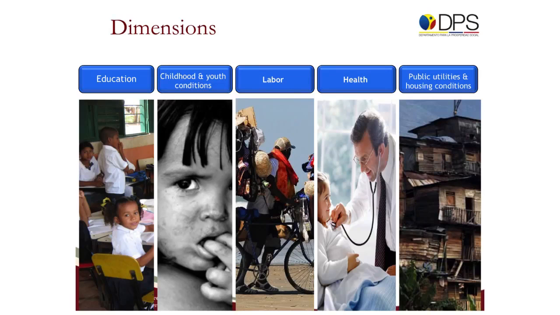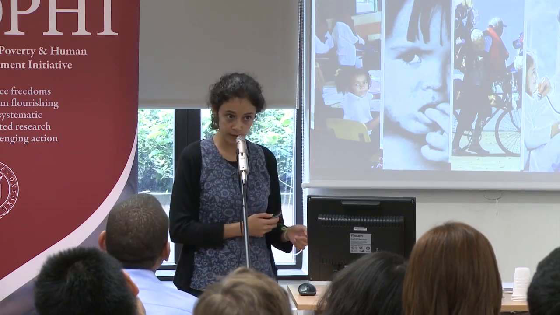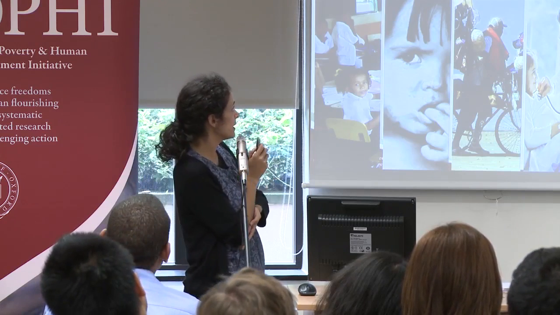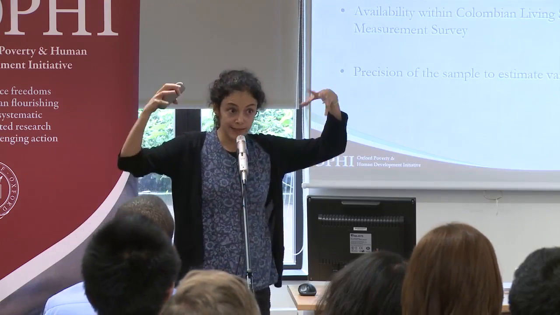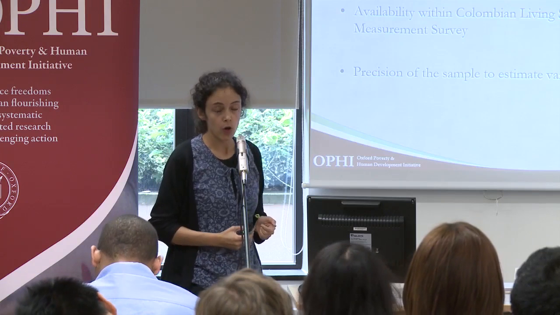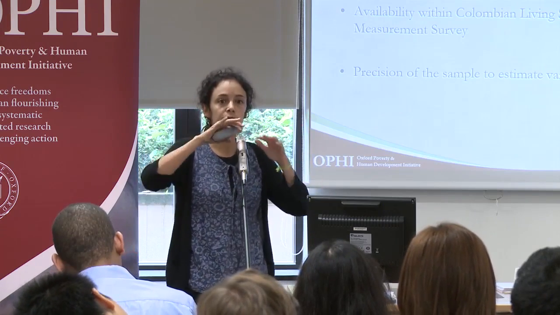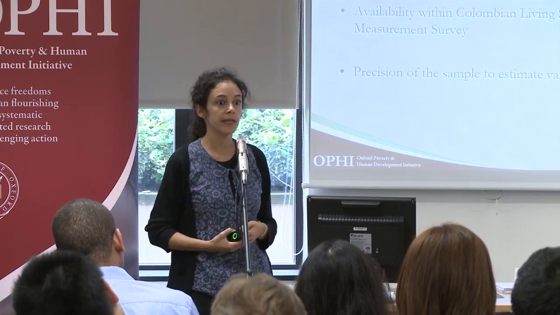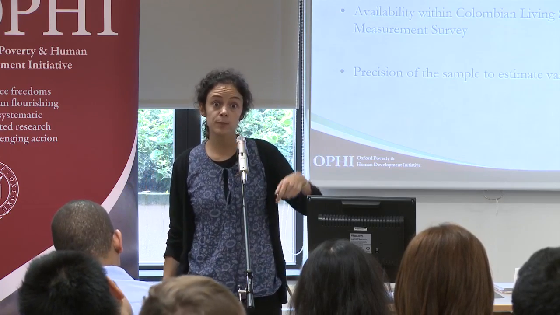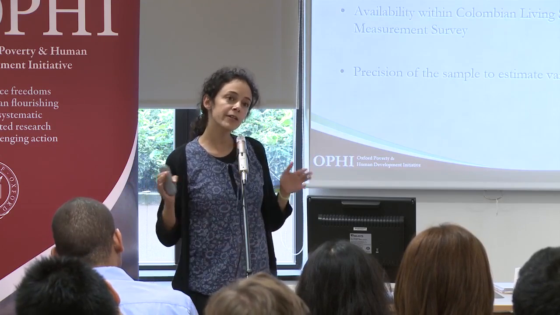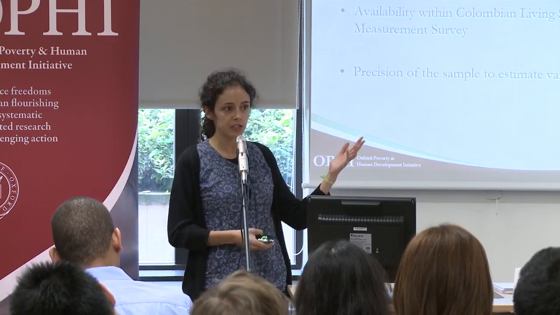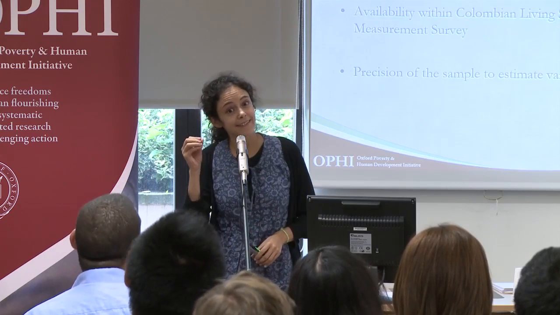Dimensions. They selected dimensions that would reflect the goals of the National Development Plan, namely education, childhood and youth conditions, labor, health, and public utilities and housing conditions. Within these dimensions, they had to select indicators. What criteria did they use? First, frequency of use. They reviewed the literature on multidimensional measures of well-being and deprivations, and selected indicators that appeared a lot. They also got experts' opinions. That guaranteed that the indicators are traditionally used for policy monitoring in other countries and ministries.